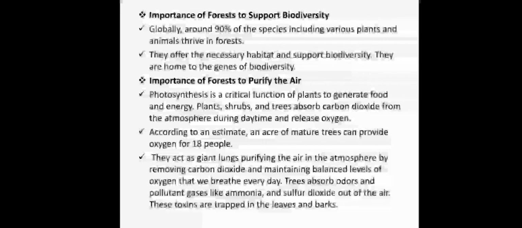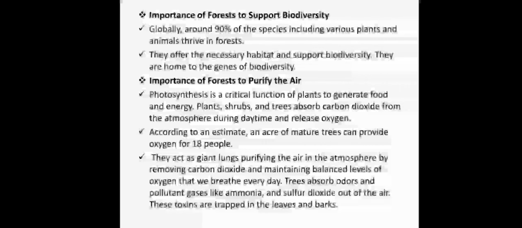According to an estimate, an acre of mature trees can provide oxygen for 18 people. They act as giant lungs, purifying the air in the atmosphere by removing carbon dioxide and maintaining the balanced level of oxygen that we breathe every day. Trees and forests are also called the lungs of the earth.